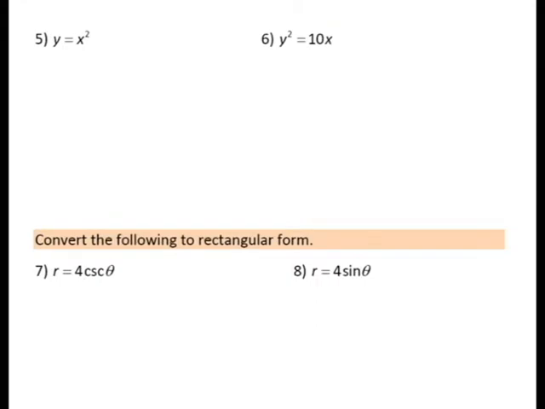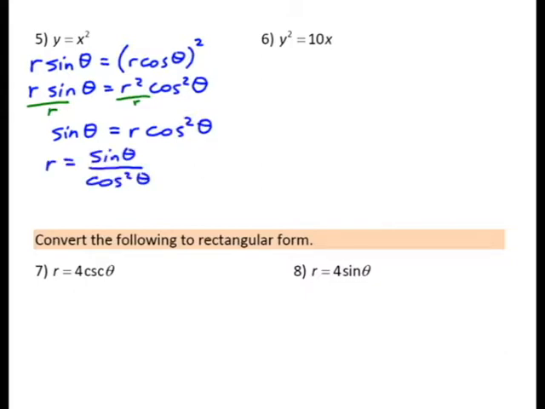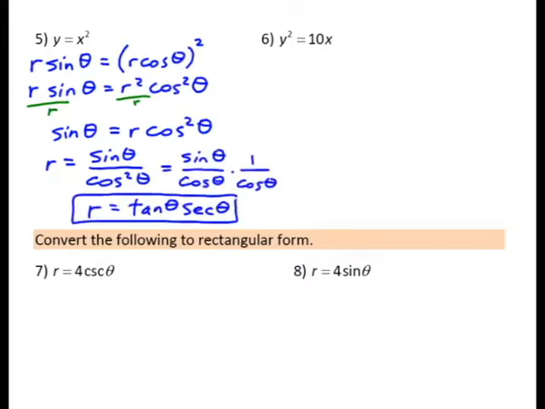Next, we look at a parabola. Our only substitution that seems to be available is r sine theta and r cosine theta. At this point, the easiest thing to do is to simply divide both sides by r. And we use identities to simplify. And we're done.